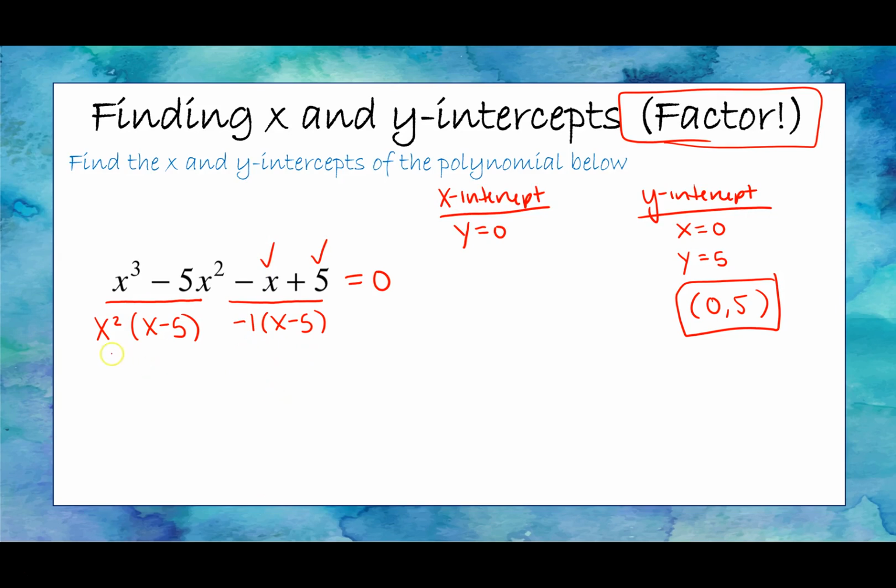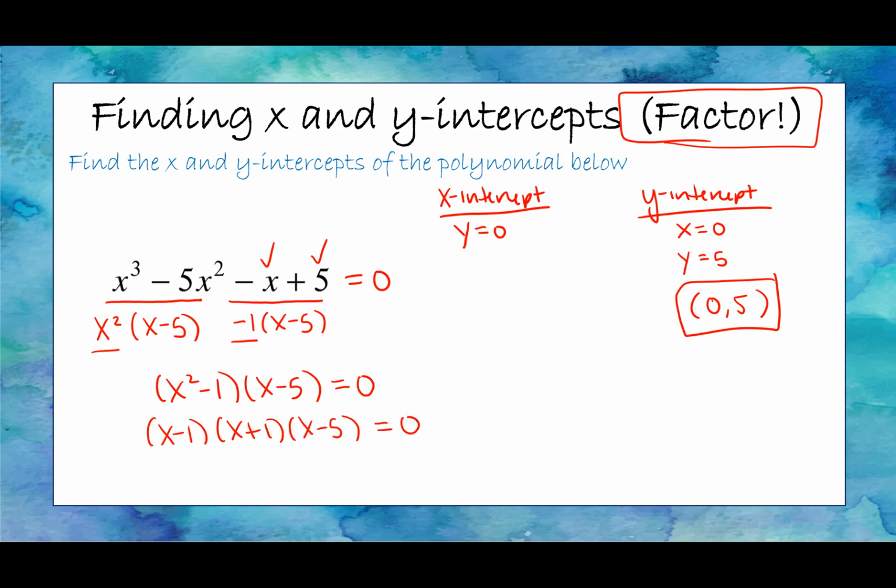All right, let's continue with this. This is going to become an x squared minus 1, and then I'm going to have an x minus 5. However, I can continue to factor because this is a difference of squares. So I can rewrite this as an x minus 1 times an x plus 1 times an x minus 5 equal to 0.